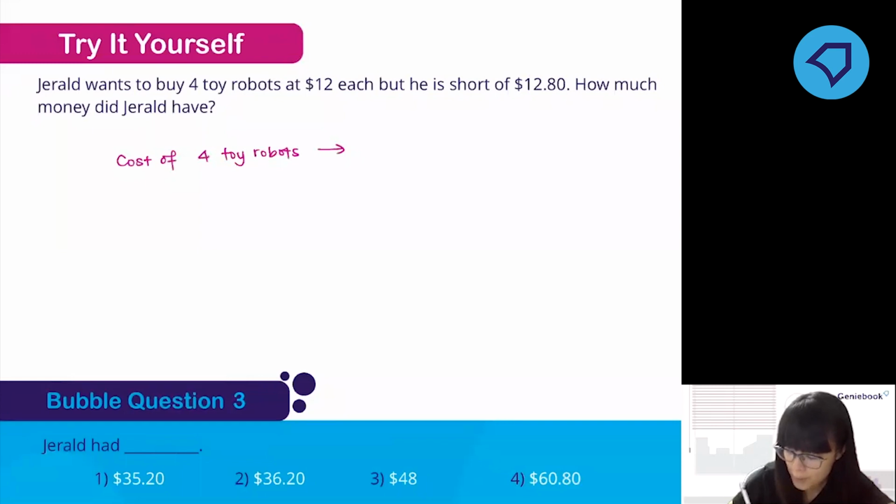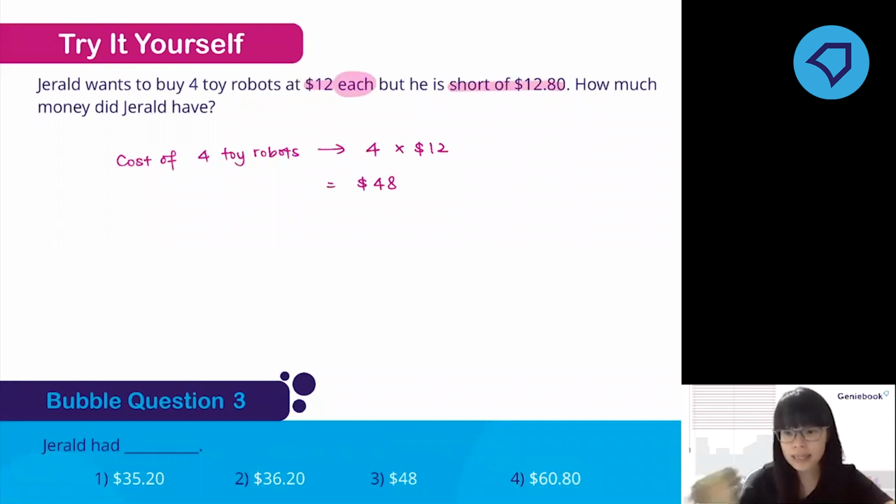Remember it is $12 each. That means one robot costs $12. 4 robots will cost how many dollars? $48. Yes, $48. But he is short of $12.80. That means he does not have enough money. He needs $12.80 more, right? So how much money did he have at first?